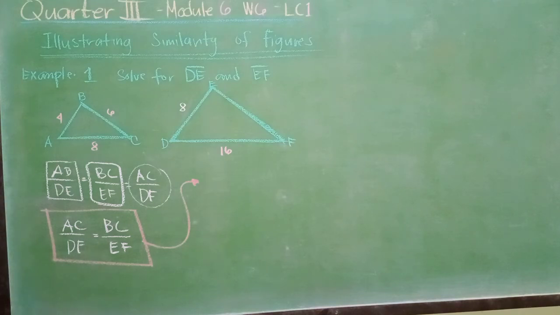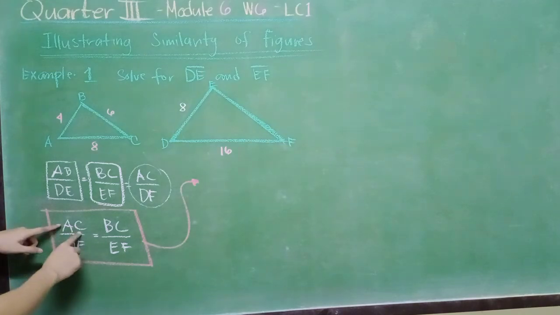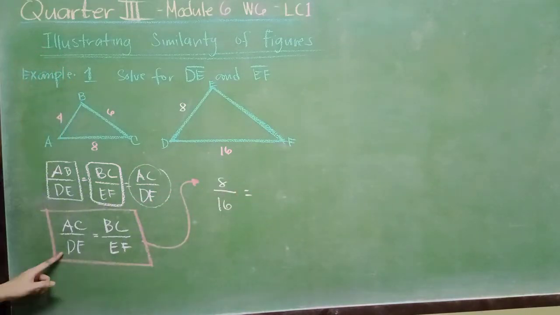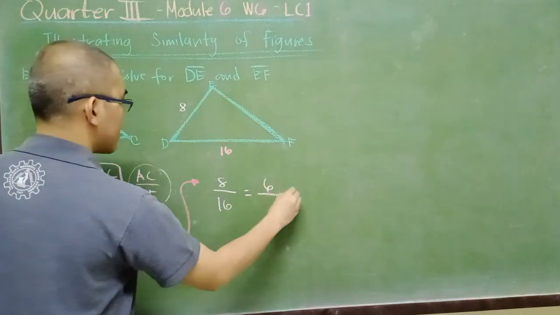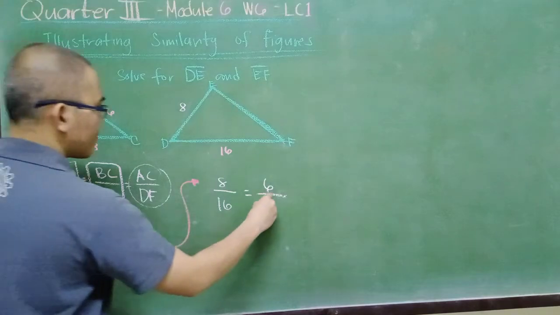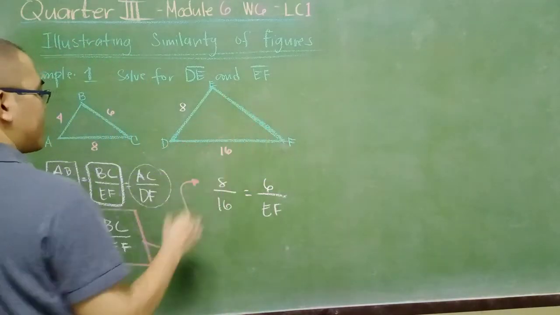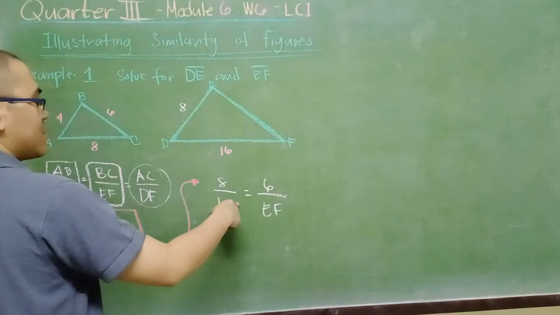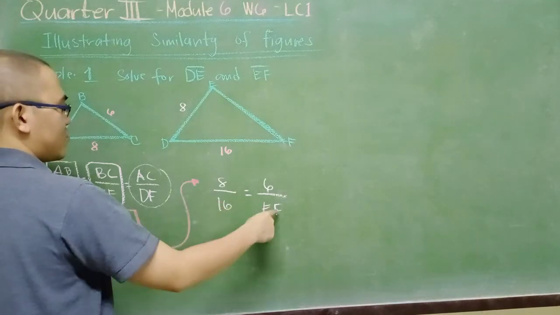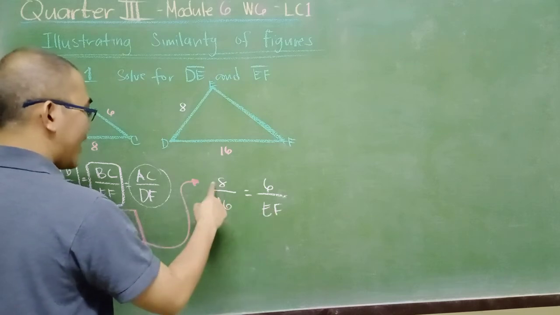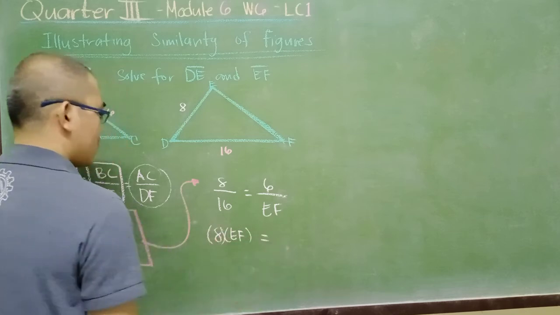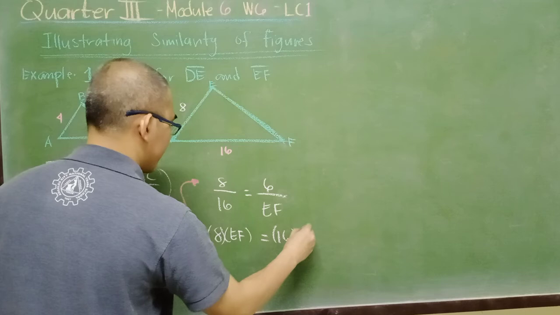So, i-substitute natin yung mga values. For AC, it's 8. For DF, it's 16. Is equal to BC, which is 6, and then EF, which is wala pang value, siya yung hinahanap natin. Now, using property number 1, parati property number 1 pag ganyan, which is cross multiplication. Means, i-multiply mo yung 16 sa 6, tapos 8 doon sa EF. So, 8 times EF is equal to 16 times 6.